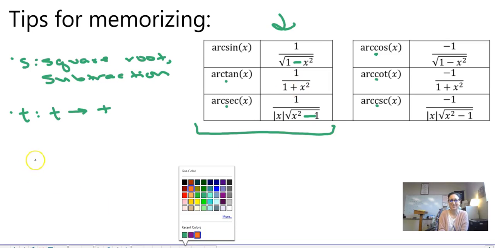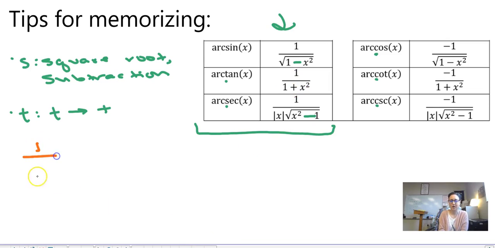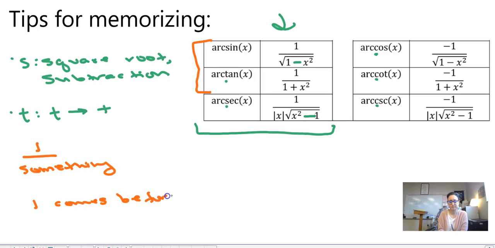Now for similarities, they all have 1 over something, right? And notice that for these 2, which are the 2 I want you to memorize, the 1 comes before the x squared. So remember, 1 comes before 2 on the number line. In other words, 1 and then your operation x squared. Okay, so just some tips for memorizing those.